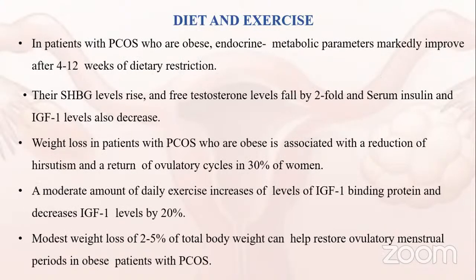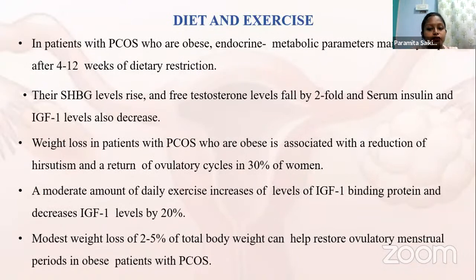In diet and exercise, in patients with PCOS who are obese, endocrine metabolic parameters markedly improve after 4 to 12 weeks of dietary restriction. Their SHBG levels rise, free testosterone level falls twofold, and serum IGF-1 level also decreases. Weight loss in obese patients with PCOS is associated with a reduction of hirsutism and a return of ovulatory cycles in 30% of women. A moderate amount of daily exercise increases IGF-1 binding protein and decreases IGF-1 level by 20%. Modest weight loss of 2 to 5% of total body weight can help restore ovulatory menstrual periods in obese patients with PCOS.